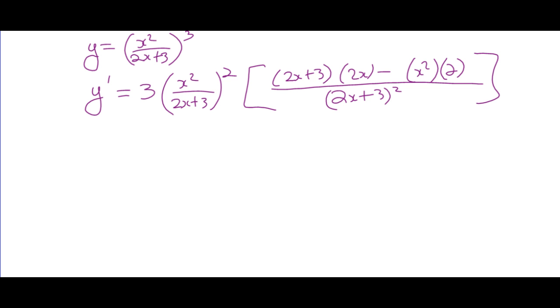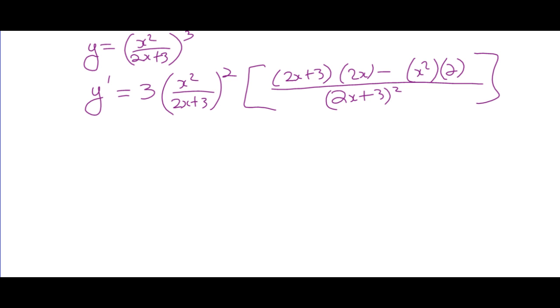Okay, so what can we do? Well, we could square the x squared over 2x plus 3, right? And then part of this is looking ahead. Where are we going with this? Hopefully we're going to get something simpler. If I square this, then I'm going to be able to multiply these two together and end up with a 2x plus 3 to the 4th.